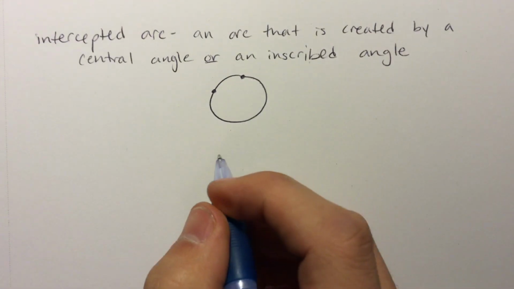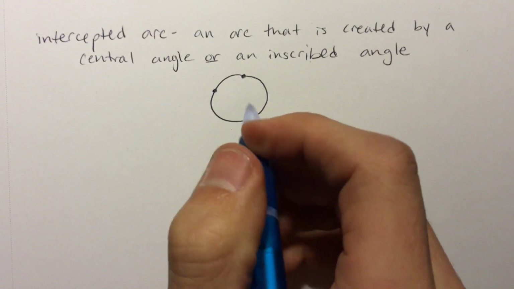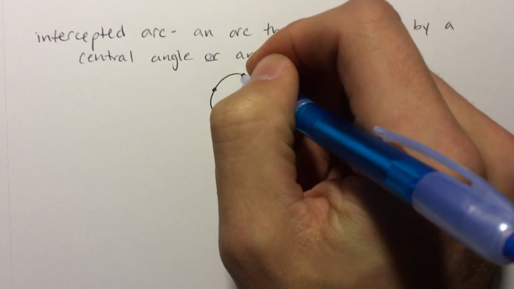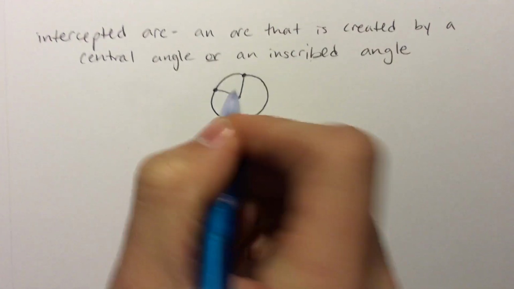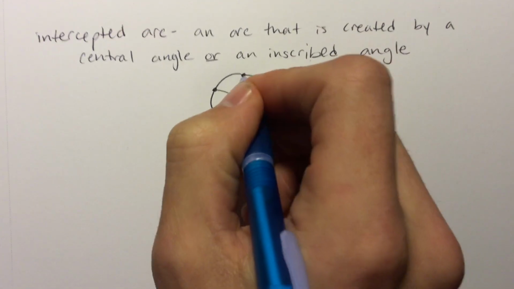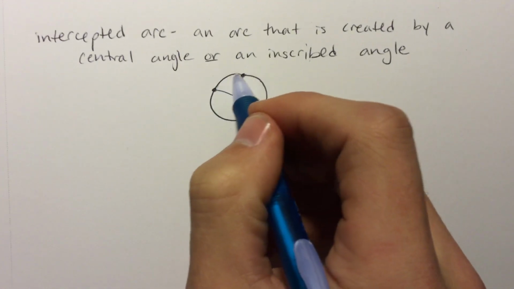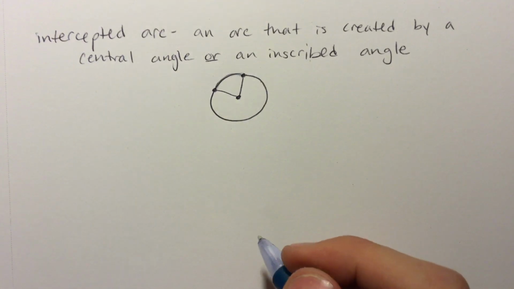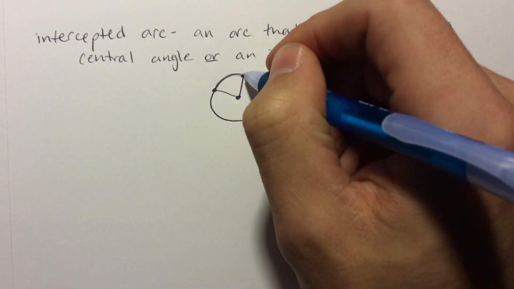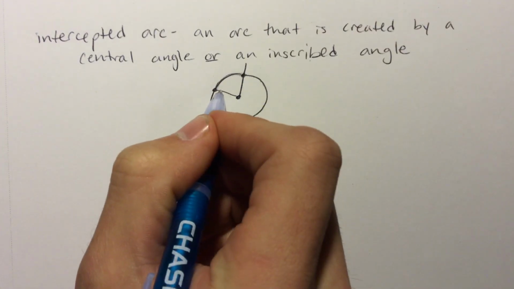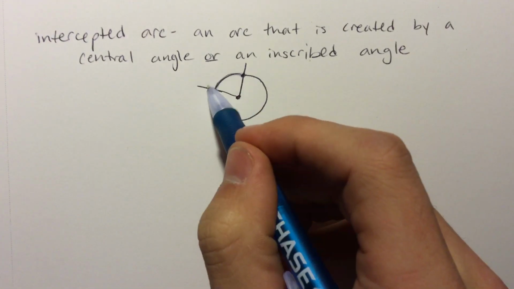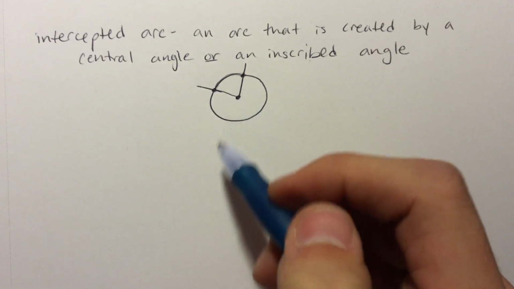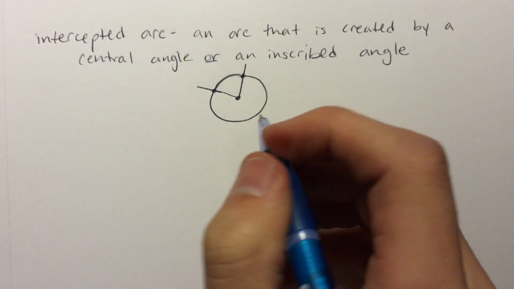So an intercepted arc is an arc that is created by a central angle. So remember, a central angle has its vertex in the center of the circle. So if I had a central angle that looked like this, the minor arc that's created by these 2 points would be my intercepted arc, which makes sense because if I were to keep on drawing these sides off into infinity, this arc from here to here is what I'm intercepting as part of the circle, so this would be my intercepted arc, okay?